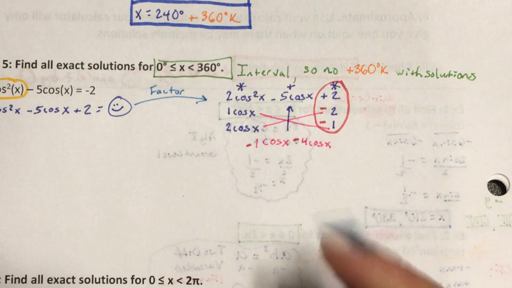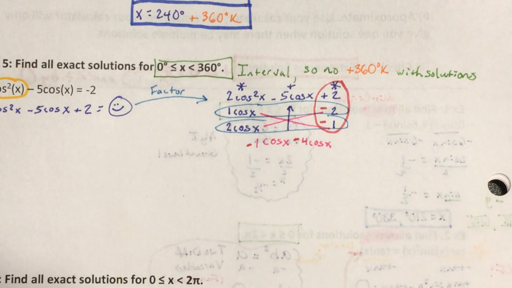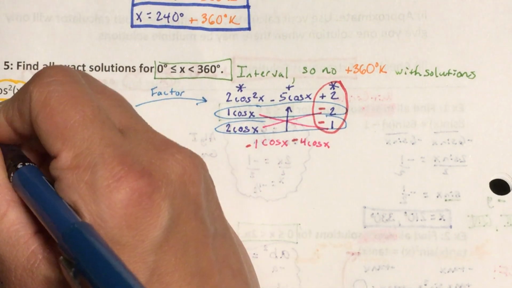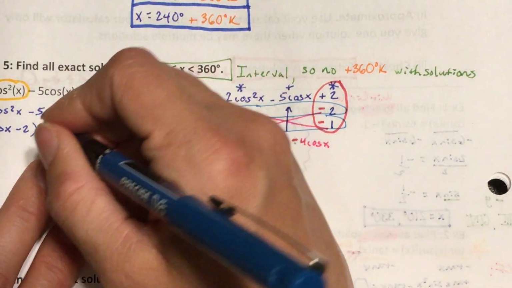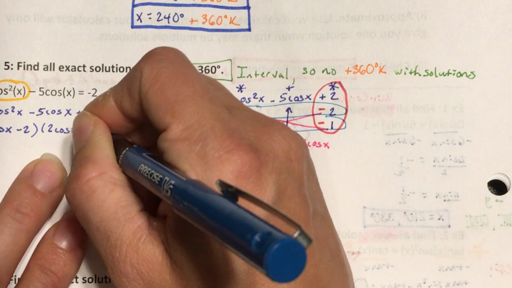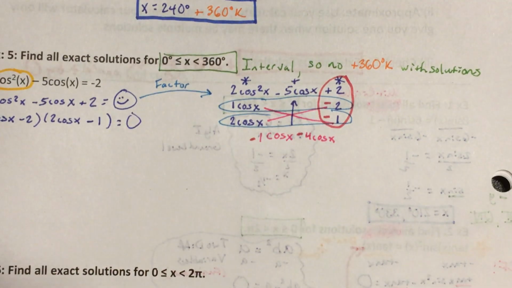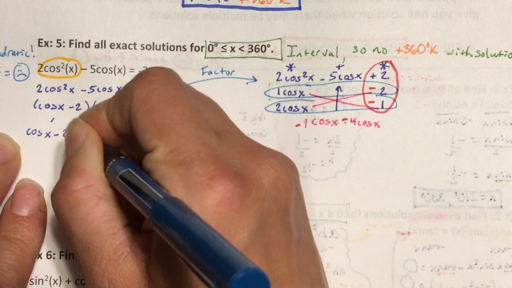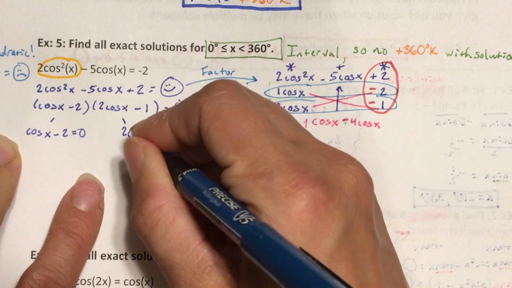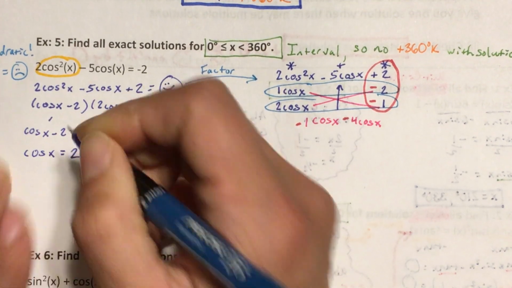So then to write my factors, remember we go straight across, because when you have factors, you don't actually FOIL the terms that are in parentheses together. So this turns into cosine x minus 2 and 2 cosine x minus 1 equals 0. So now, using the zero product property, we are ready to set this guy equal to 0 and this guy equal to 0. So we get cosine x equals 2.